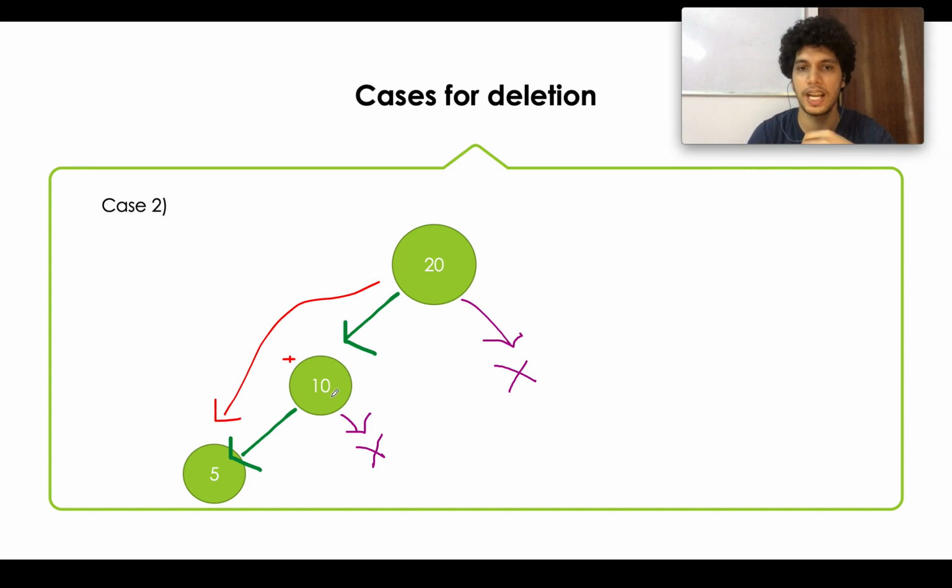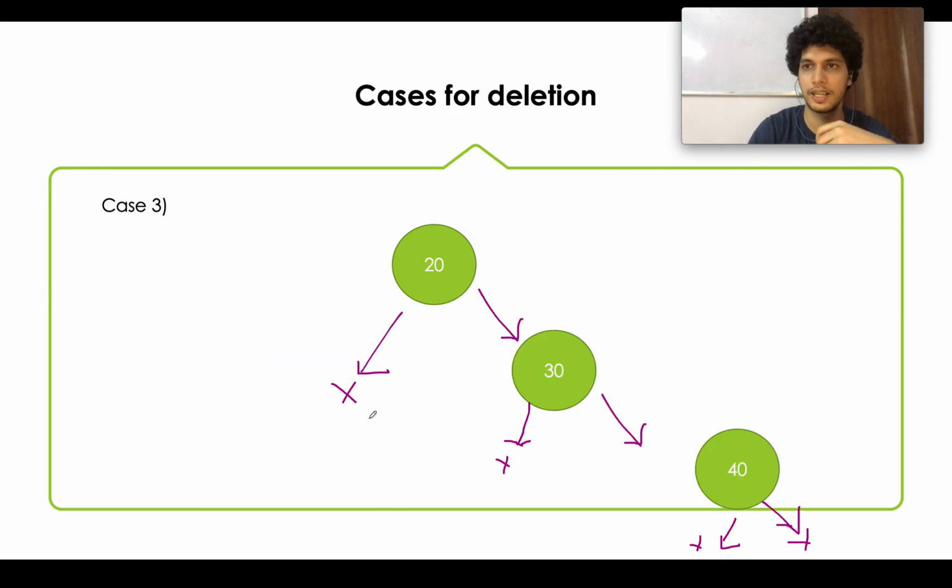10's right child is null, and we want to delete 10 from this tree. So what you're going to do is you'll hook the parent's pointing node to its left child, as in this case. So we will hook 20's left child to 10's left child, which is 5, provided this part is null. Moving on to the third case, just the opposite of this.